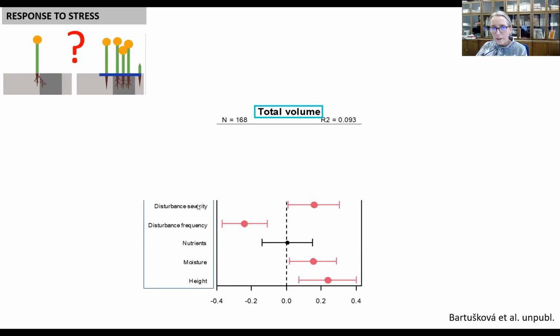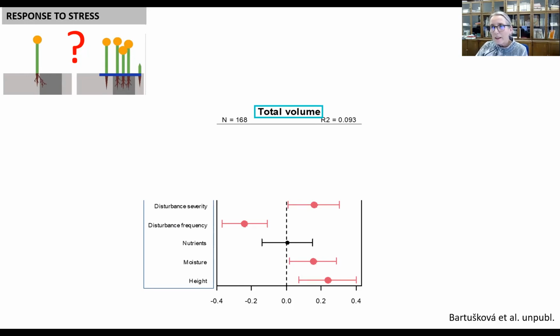So you can see that with increasing disturbance severity, the volume is increasing. So you can interpret it like the plant needs big storage because there is severe disturbance which is coming often. So the plant may sprout, but when the disturbance is coming very frequently, the total volume is lower. Nutrients are not affecting total volume, moisture is affecting positively. And there is a big effect of plant height.